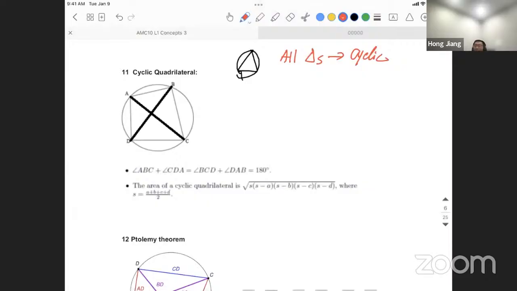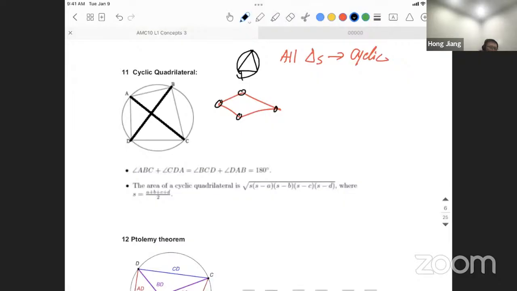However, it's not the case for a quadrilateral. Not all quadrilaterals, if I give you a weird quadrilateral, can be put into a circle, meaning the four vertices can be on the same circle. So it's always working for a triangle, but not all quadrilaterals are cyclic quadrilaterals. Okay? The cyclic quadrilateral. And how are we going to deal with that? How are we going to find out whether a certain quadrilateral is cyclic or not?